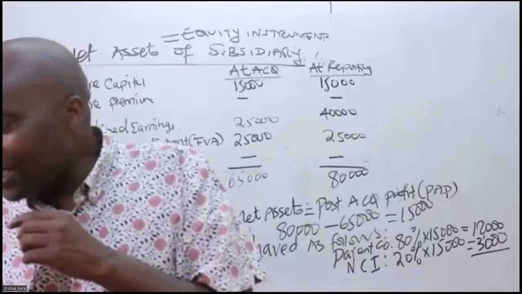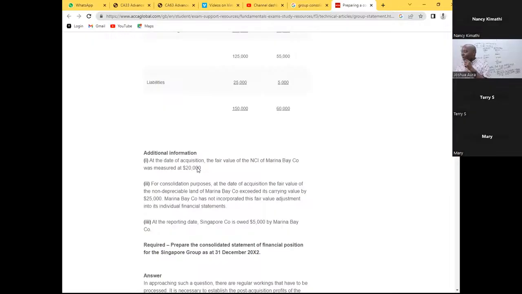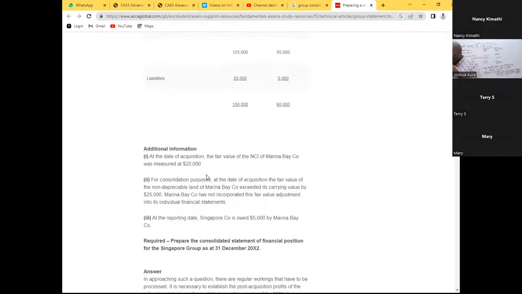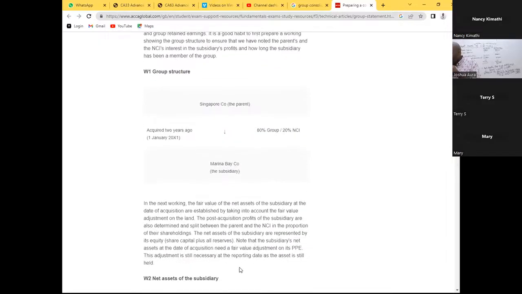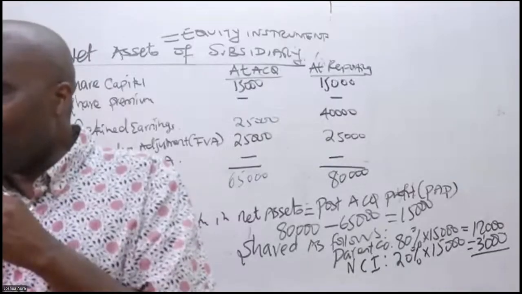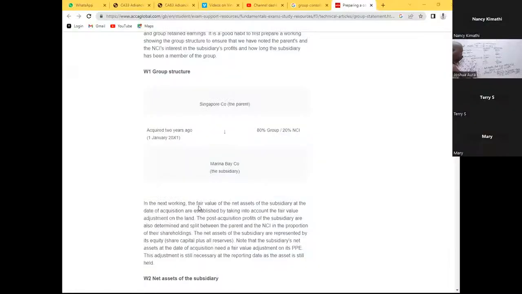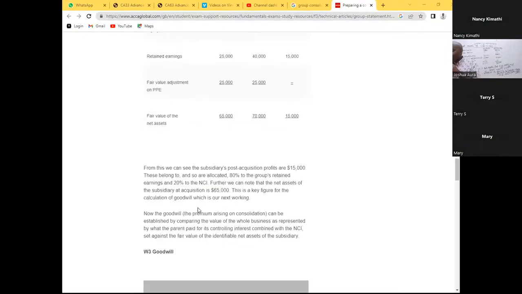Now, please see this. Mr. K'Baghè wanted to know something to do with the revaluation, the fair value adjustment. Fair value adjustment at reporting, how we know it's 25,000. Very good. For this fair value adjustment, we brought in a valuer who was able to revalue this asset upwards by 25,000 at acquisition.